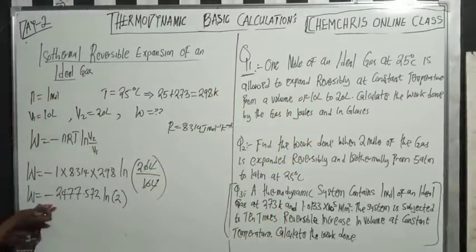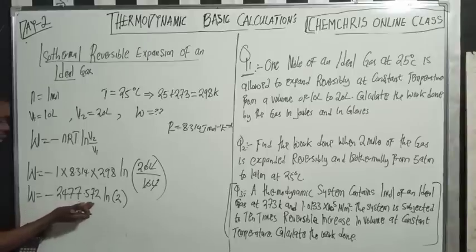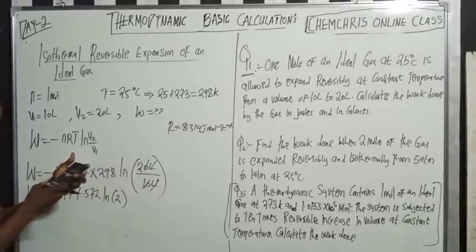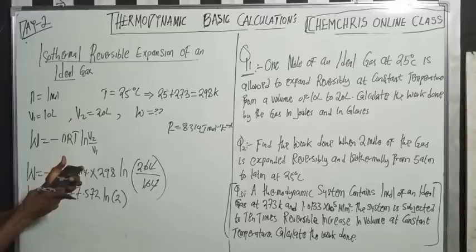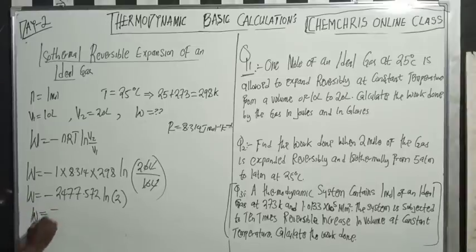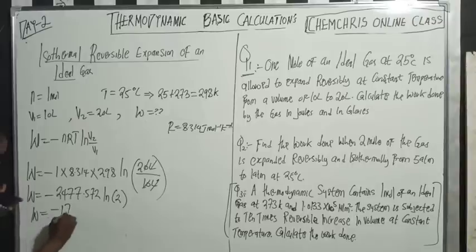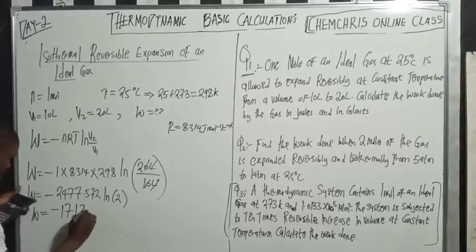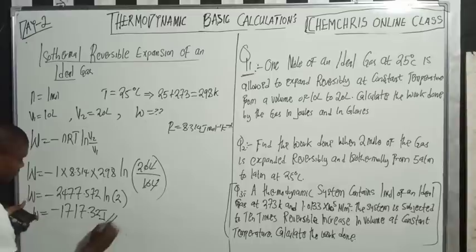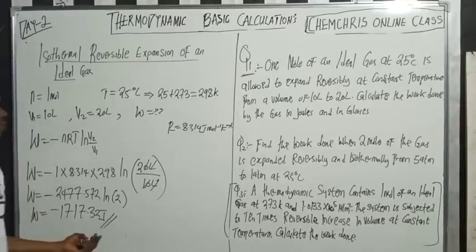So it's going to be minus 2477.572 times ln 2. You want to get your final answer. So minus 2477.572 times ln 2. So you have W equals minus 1717.32 joules. So remember, the final unit is what?